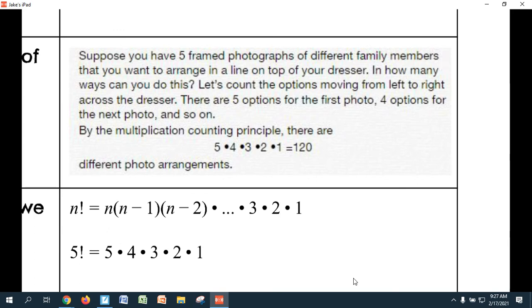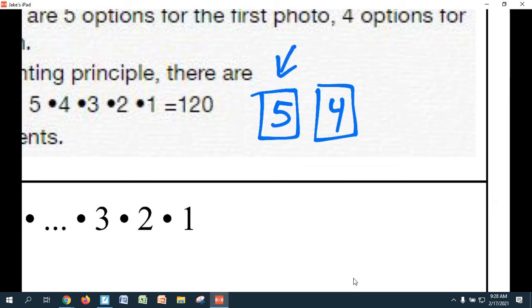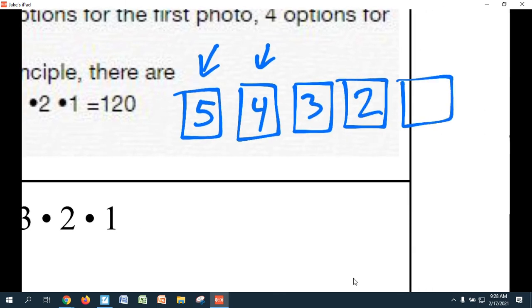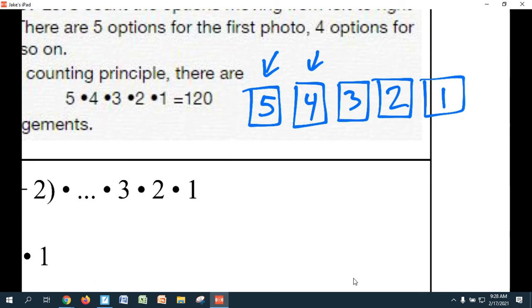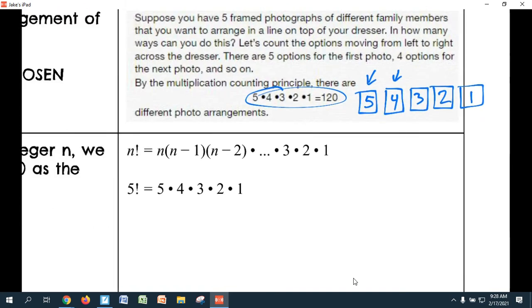We can actually use the multiplication counting principle again. Let's just look at that first frame. We have 5 total different options we can put in that first frame. For that second frame, since one of them is already used, we only have 4 options. Then for the third picture, there are only 3 options, and then 2 times 1. So you would just go 5 times 4 times 3 times 2 times 1, using the multiplication counting principle, to get our answer of 120.